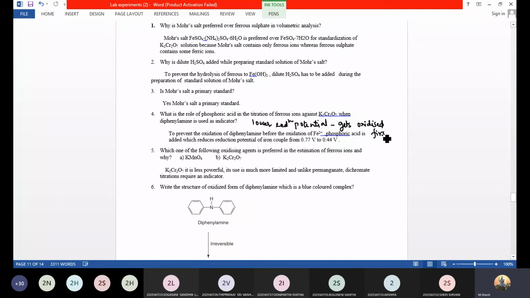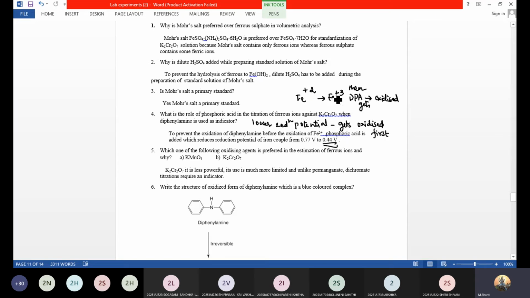Now which one will get oxidized first? Is it the diphenylamine or iron? Iron, ma'am. Okay. So once all the ferrous ions are completely oxidized to ferric, then the DPA gets oxidized. This is what we want. At this point you have to remember, the one which has lower reduction potential, that is 0.44, will first get oxidized.